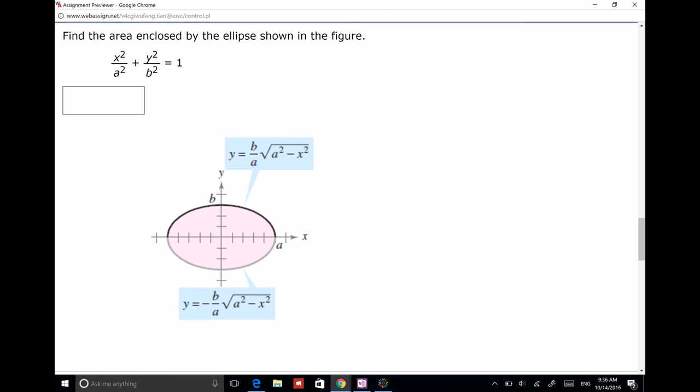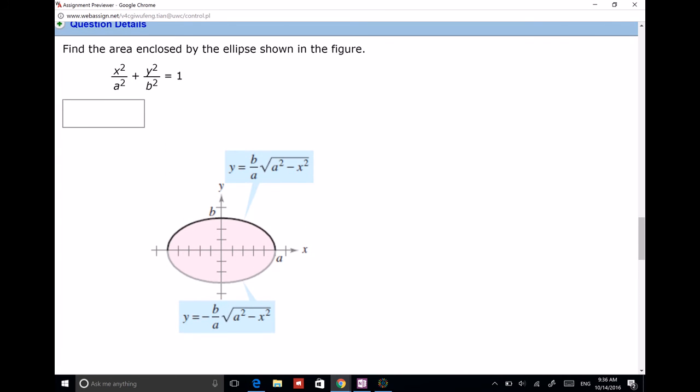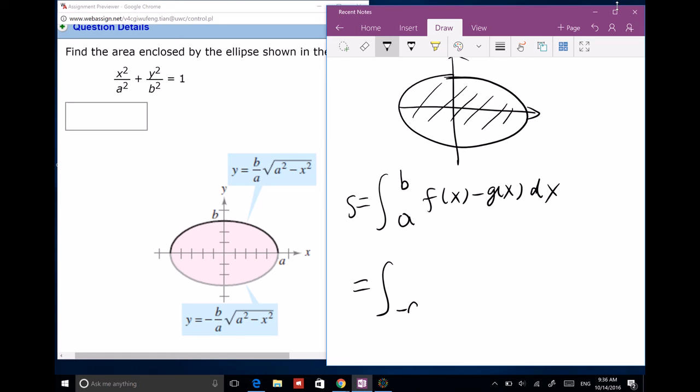I mean, this is the problem. There's no 5. Okay, just A B. So the right hand side is A, left hand side is negative A. I think you see this is the A. So it's negative A to positive A. Does that make sense? Okay.